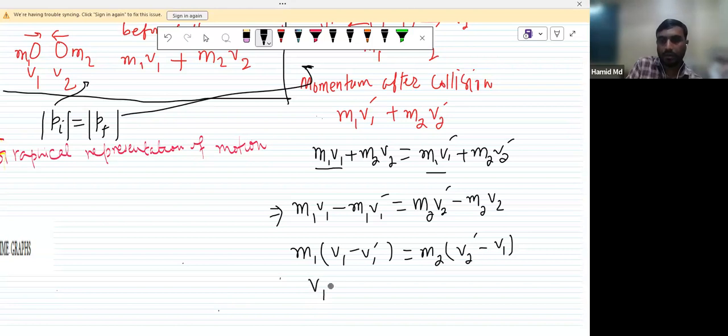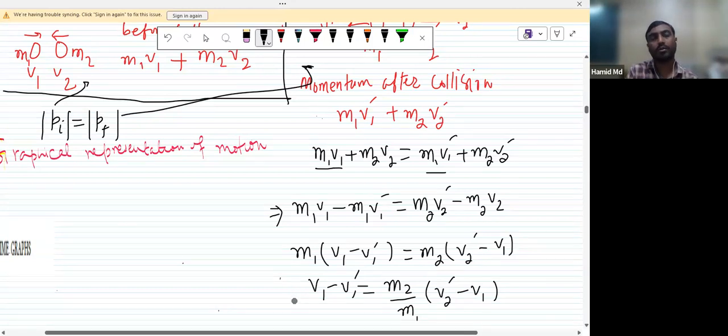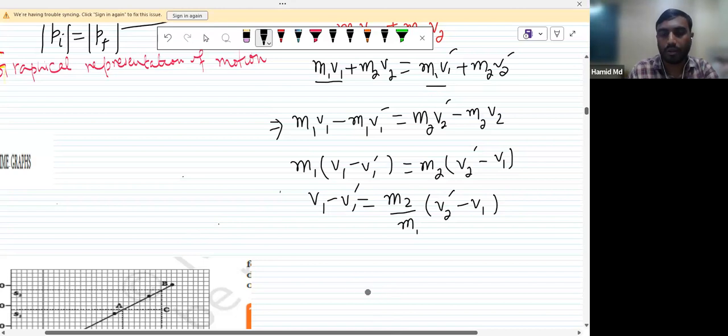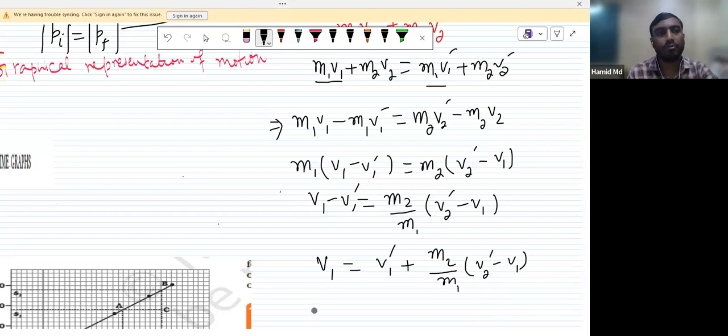This is much mathematics, just to understand, nothing else. Clear? Yes, sir. So V1 is the initial velocity of mass 1 before collision, and V1 prime is the final velocity, the velocity after collision, related to mass 1, right? Using these relations, we can calculate the velocity of each of the objects. If we want to calculate the initial velocity before collision, then it will be V1 prime plus M2 divided by M1 into V2 prime. So this is the velocity of particle 1 before collision.